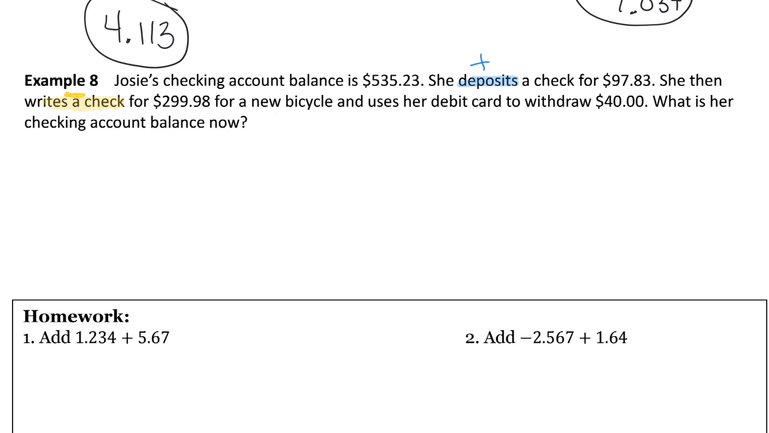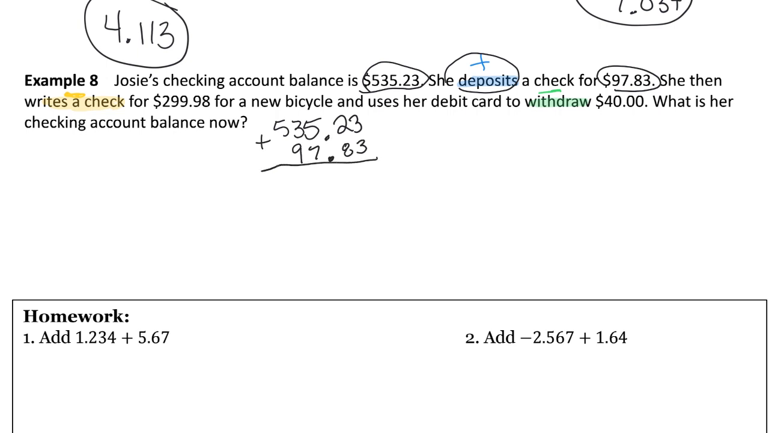What does withdrawing mean? To withdraw also means that we're taking money out. So we're also subtracting here. So we have an addition and 2 subtractions. Okay? And we always start with what her balance started with. So our beginning number is this account balance here. So we have $535.23, and we're depositing a $97 check. So we're adding 97.83. Always remember to line up your decimal places. You can add a 0 here if that helps.